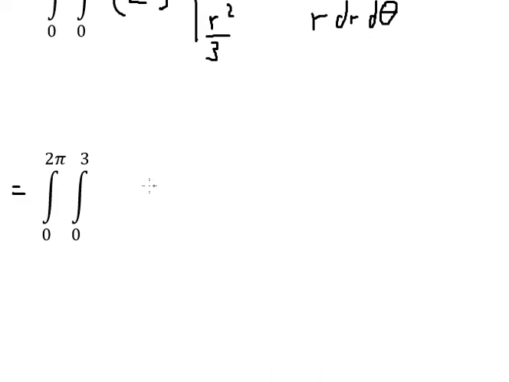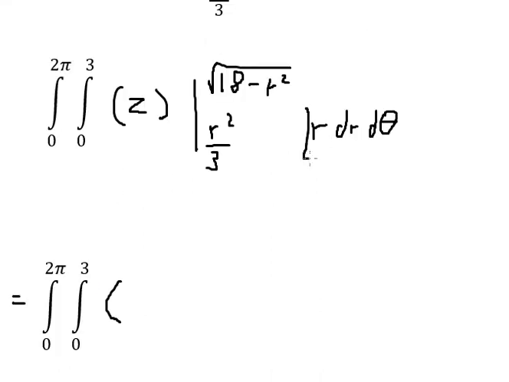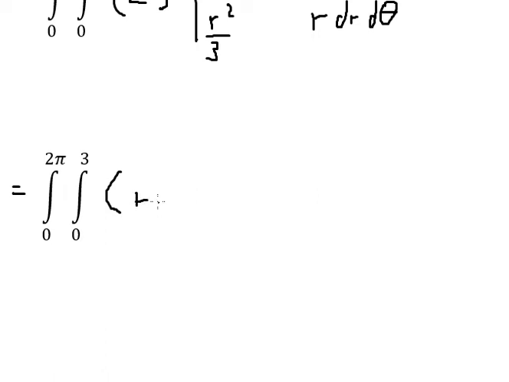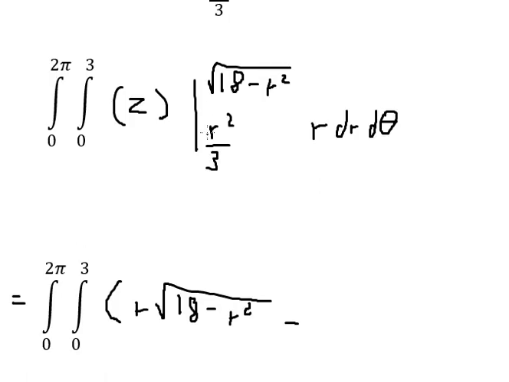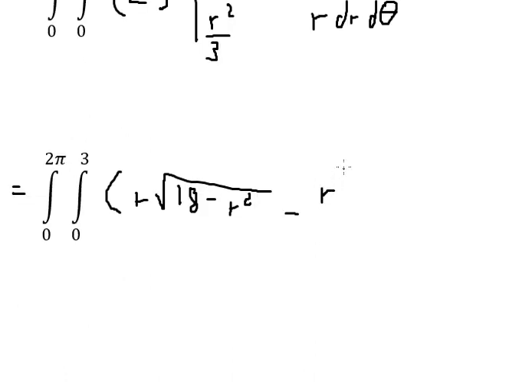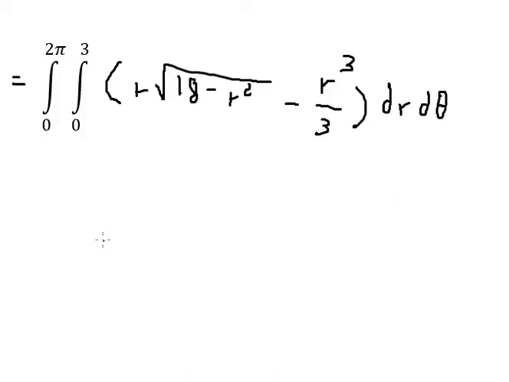So we have r multiplied by this one. So we have r multiplied by the square root of 18 minus r squared, minus r to the power of 2 over 3 with r in here. So we have r to the power of 3 over 3, dr dθ.